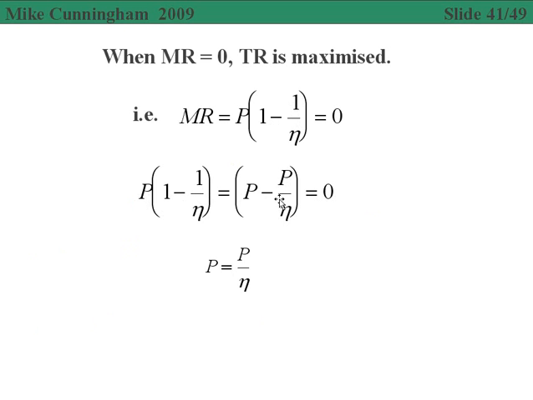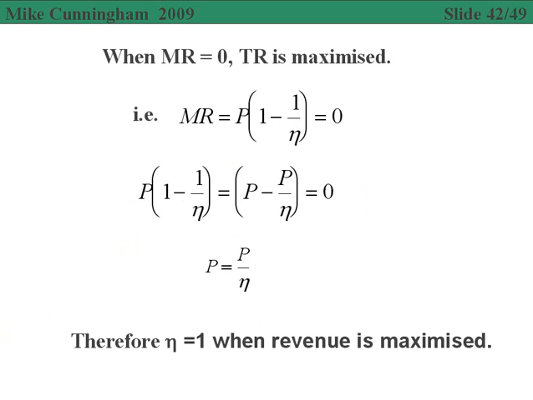If we now take this over to the right hand side, we simply have p is equal to p over eta. So that's straightforward. Therefore, eta must equal 1 when revenue is maximized. So when elasticity is equal to 1, total revenue is at a maximum. That's an interesting conclusion. When we look at an elasticity figure, if it's 1, we know that total revenue is maximized. So we've got a benchmark.